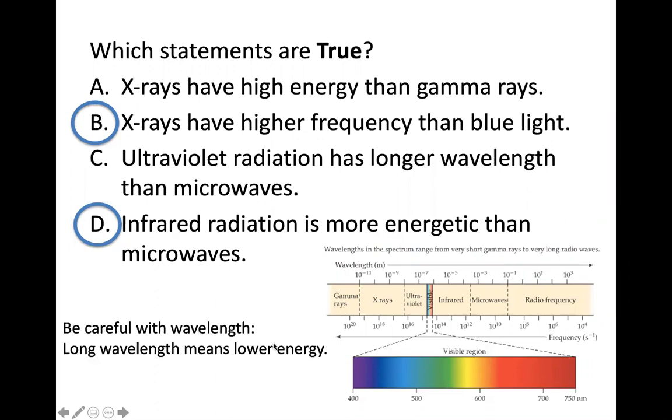The thing I'd be careful with, be especially careful when you're thinking about wavelength. A long wavelength means it's lower in energy. That's by far the most common mistake. High frequency is high energy. And because wavelength and frequency are inversely related, a long wavelength means it's lower in energy. That's the main thing that students make a mistake on.